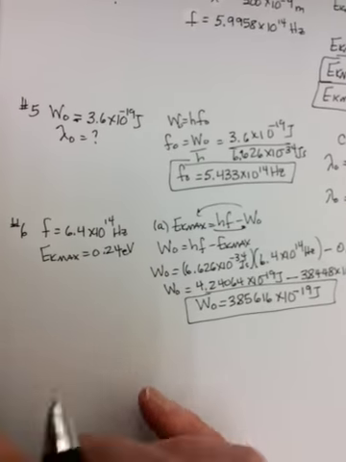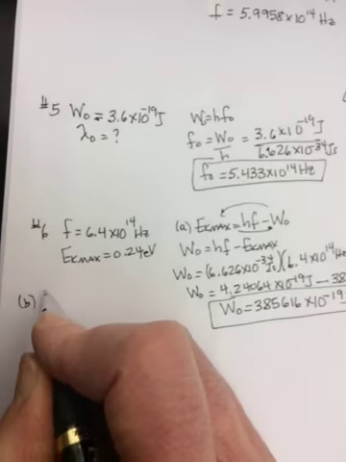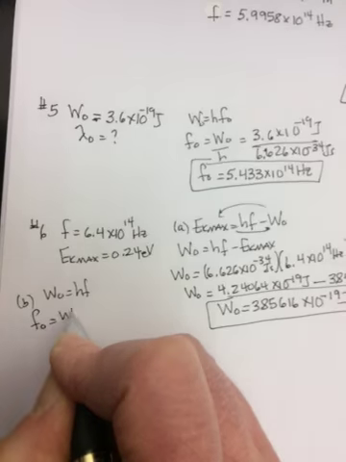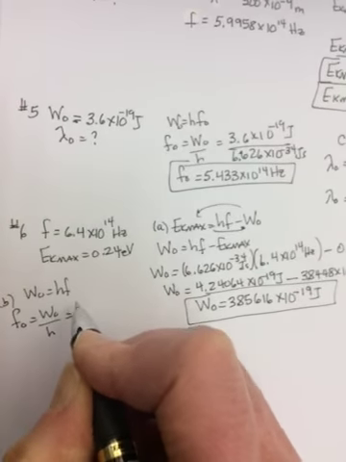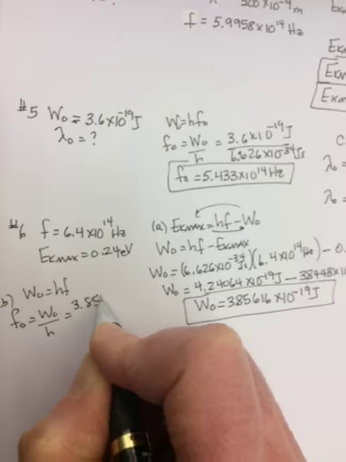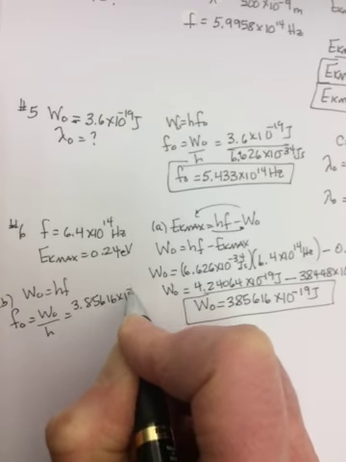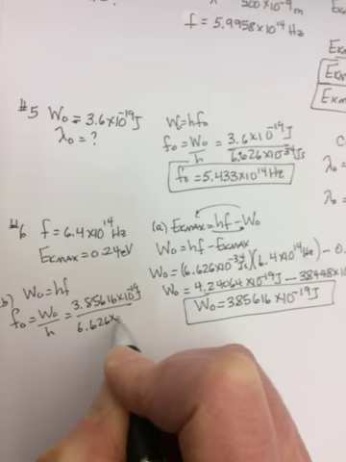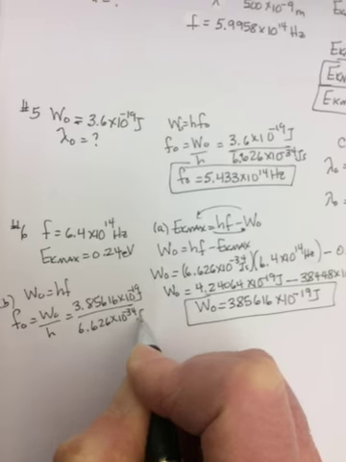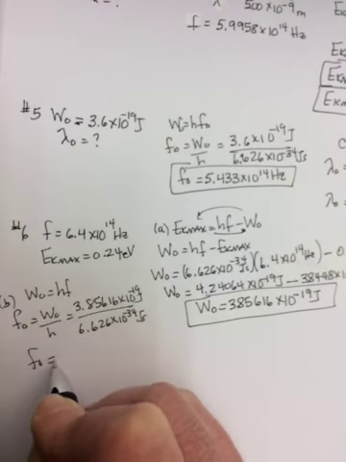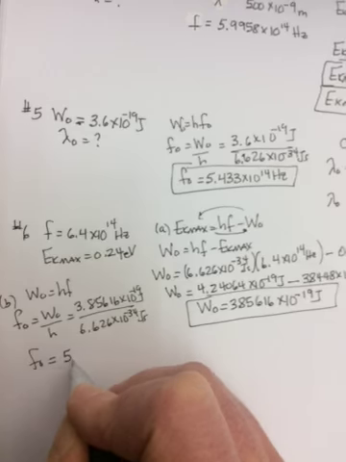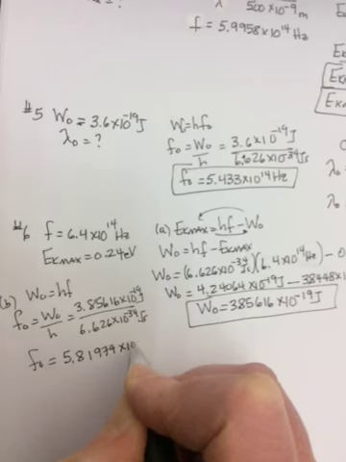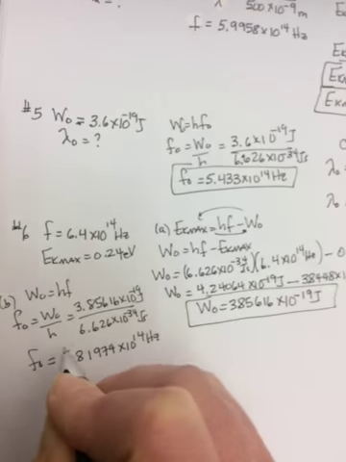Part B wants the threshold frequency for the metal. So knowing that WO is equal to HFO, FO is just equal to WO over H. So 3.85616 times 10 to the negative 19 joules divided by 6.626 times 10 to the negative 34 joule seconds. You end up getting an FO of 5.81974 times 10 to the 14th hertz. Part B.